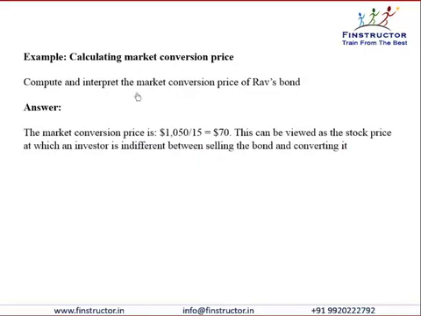For the same bond, compute and interpret the market conversion price. The current price of the bond is 1050, and with that bond I will get 15 shares. So the market conversion price is $70. That is, if I buy the equity through this bond, then I am effectively paying a price of $70 per share.